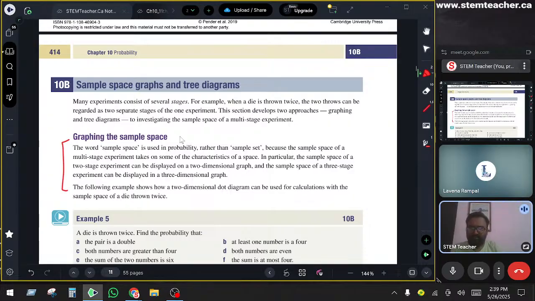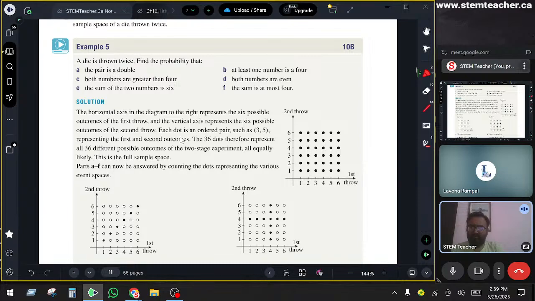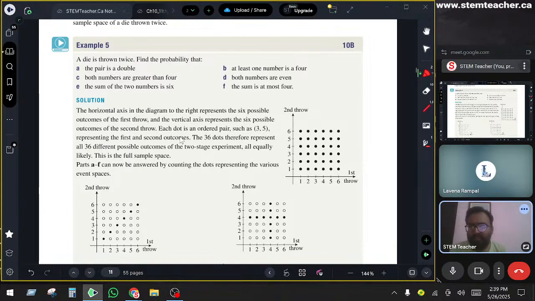Let's have a look into problem 10B, example 5. A die is thrown twice. Find the probability that: a, the pair is double; b, at least one number is 4; c, both numbers are greater than 4; d, both numbers are even; e, the sum of the two numbers is 6; f, the sum is at most 4.